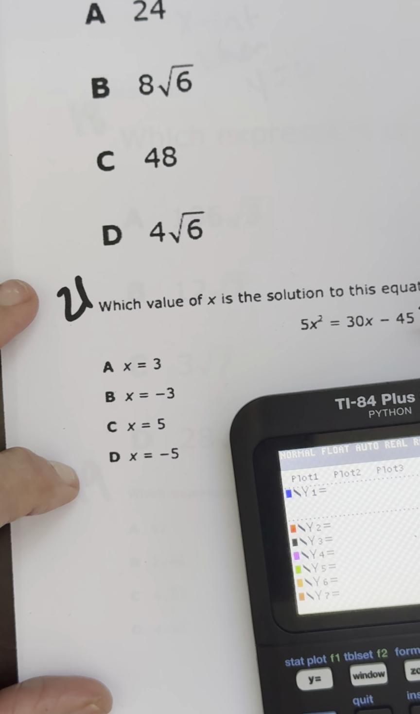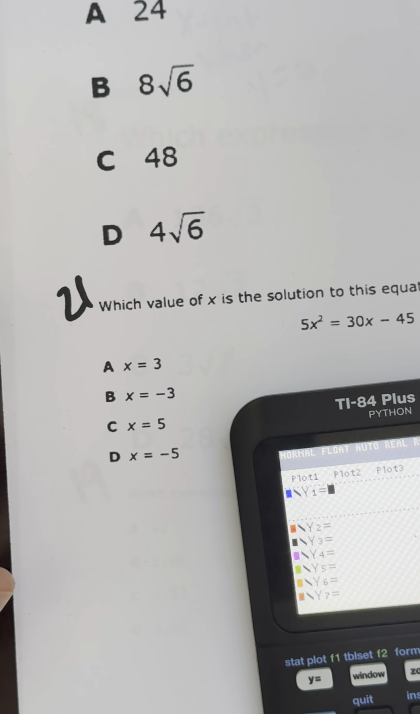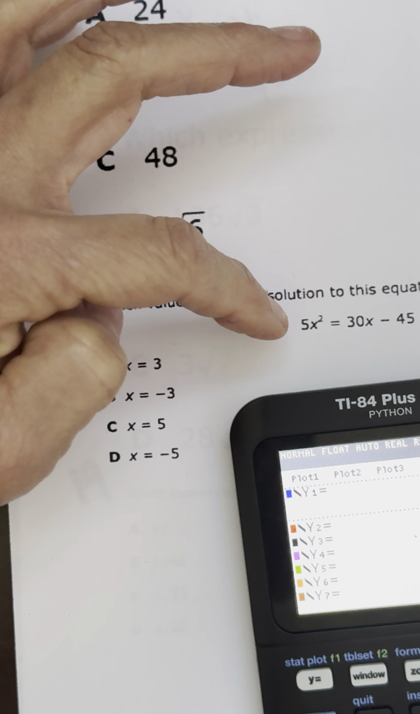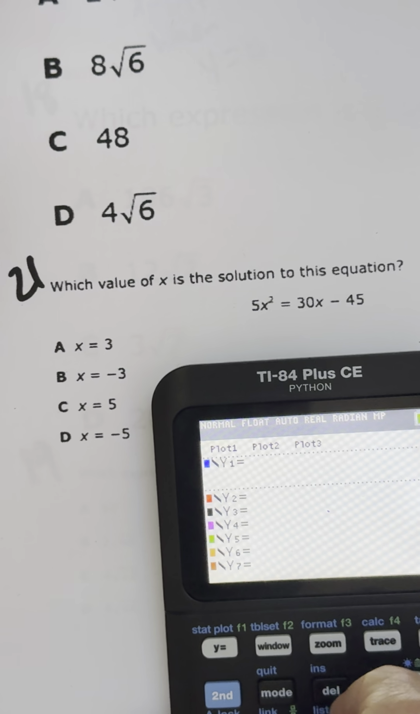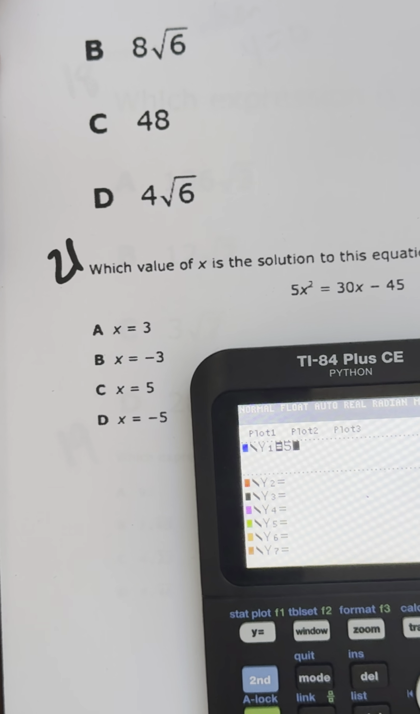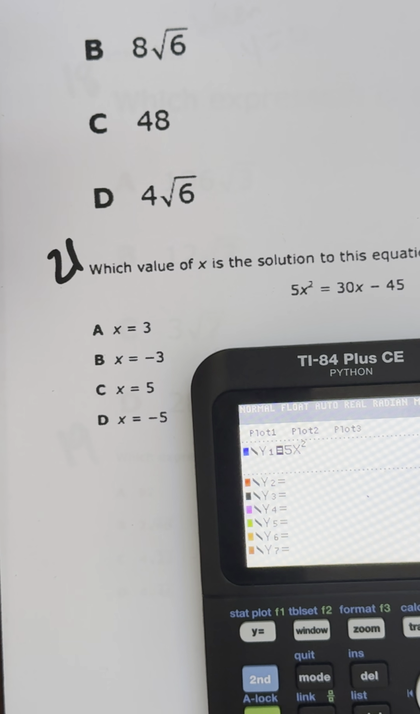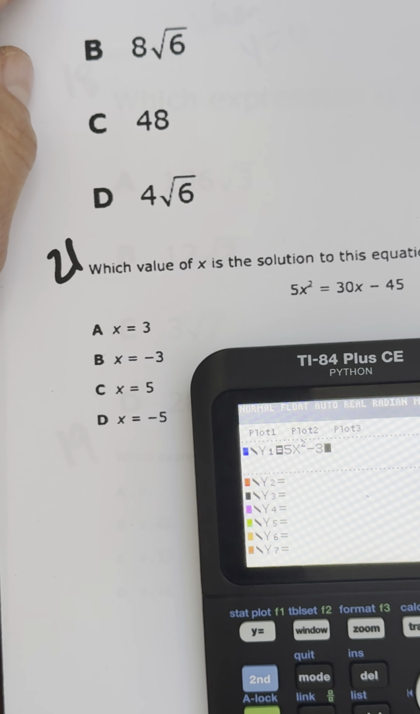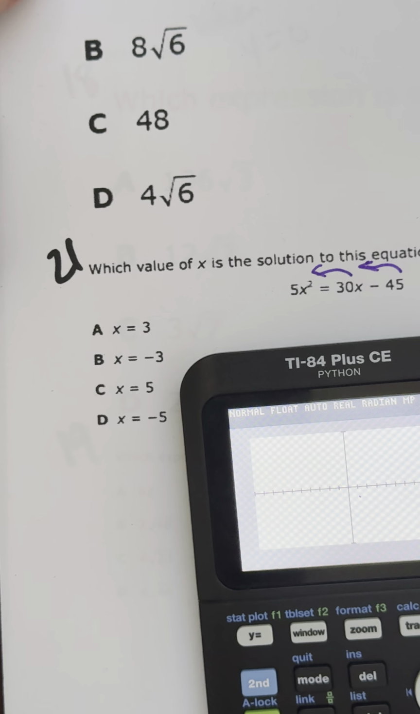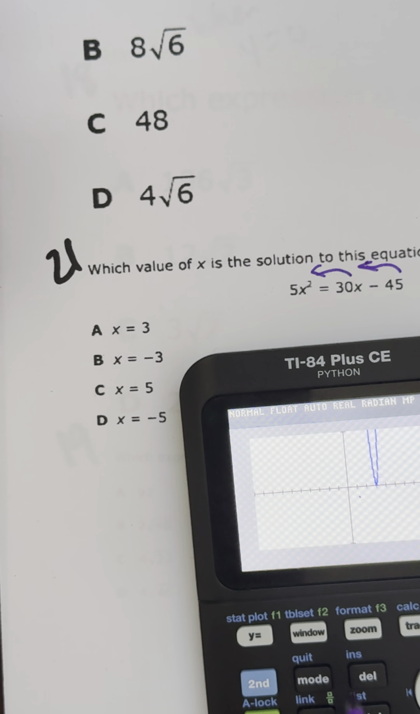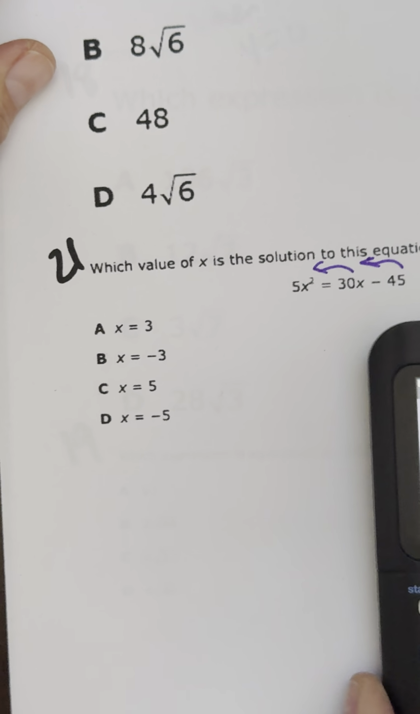So I either move these 2 over or move the 5 over. If you were solving by factoring, you would want to keep the x squared positive. But solving by graphing, it doesn't really matter. But I like to keep my x squared positive. So 5x squared minus 30x plus 45. So again, when you move over, these change signs. And graph. And it looks like I have one solution, and it's at positive 3. That's it.